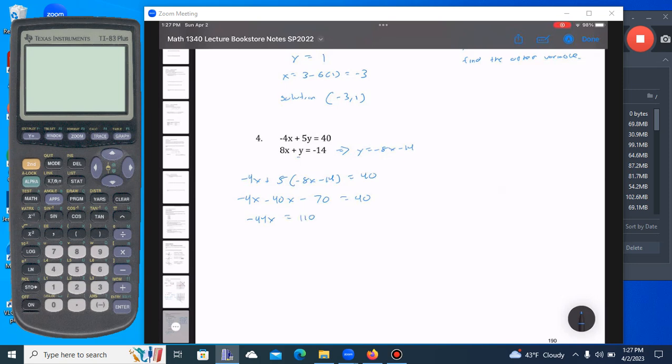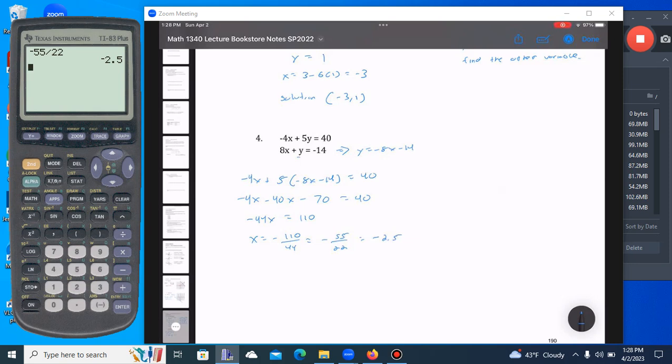And then divide by negative 44, so we get negative 110 over 44. It's going to be negative 55 over 22. Now, since we're doing a lot of graphing, we can actually find a number for that, especially if it's going to be a nice number. So negative 55 divided by 22, we get negative 2.5. Easy number to plug in and solve.